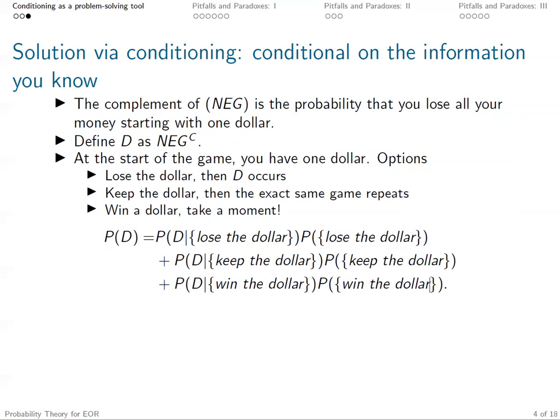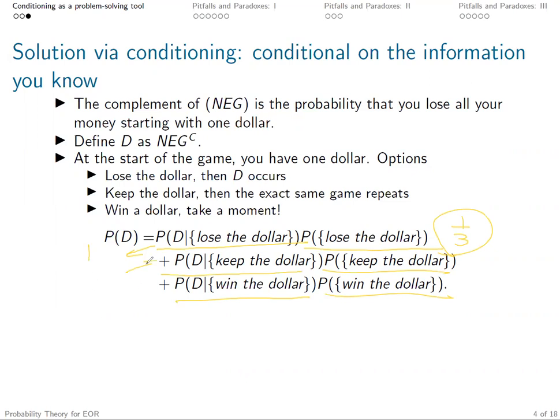And we know each of these values is equal to 1/3, right? Because we are throwing a 3-sided fair die. The remaining challenge is how to calculate those conditional probabilities. The first one: if we lose the dollar, well, for sure, the game already ends, right? We lose everything in our hands. So it's equal to 1.